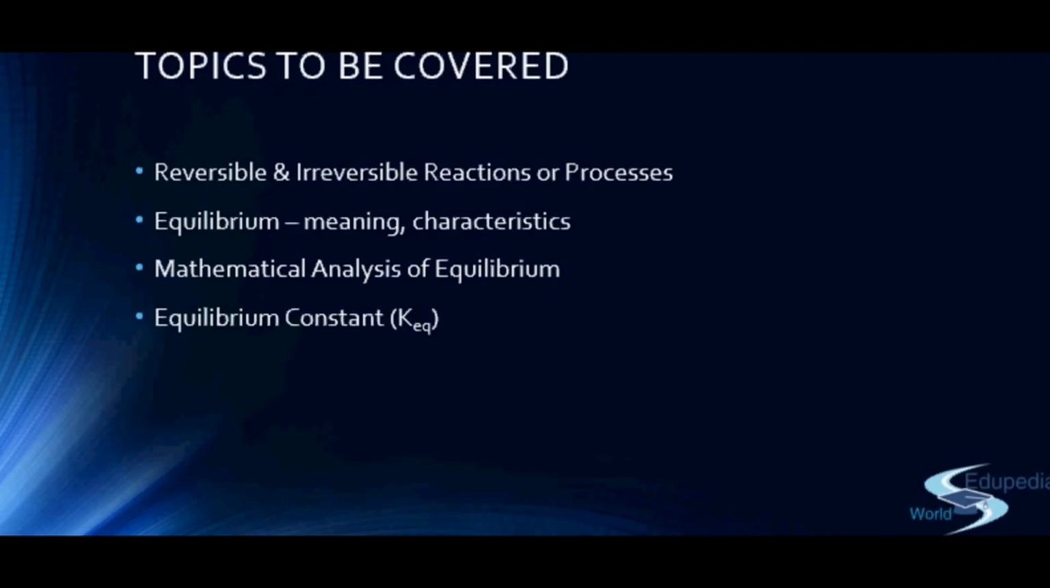And that mathematical tool will be something called the equilibrium constant. So we'll use the value of K equilibrium to define, or characterize, the meaning of the term equilibrium in our chemical reactions especially, but we can also do that for physical processes.